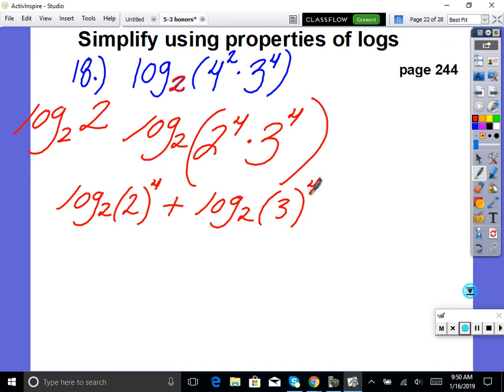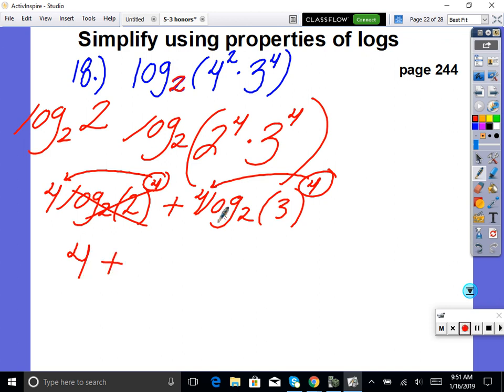Now can't we bring our exponents in front? So we have a 4 in front. We have a 4 in front. Okay, now what does log to the base 2 and base 2 do? Yeah, they cancel out to become a 1. So 4 times 1 is 4. So we have 4 plus, and then there's nothing that can happen here, right? Nothing that cancels out. Base 3 is as far down as it gets. So then you have plus 4 log base 2 of 3. That's when you know to stop, when you can't keep going.